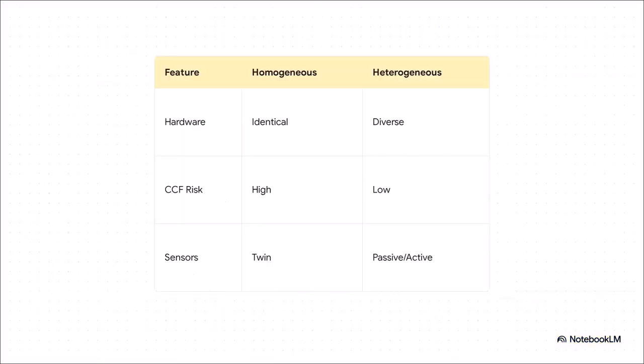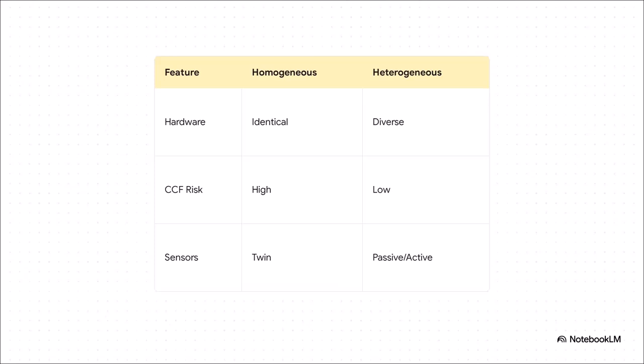Now, what's super interesting here is the trap of homogeneous redundancy versus true heterogeneous technological diversity. Homogeneous redundancy, which is basically just adding a second sensor of the exact same build, feels safe, right? But it actually keeps a single point of failure, which is the design itself. If one channel falls to a common cause failure, its identical twin is going to follow right behind it.